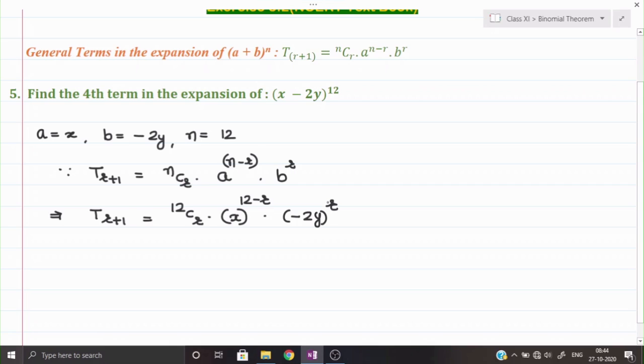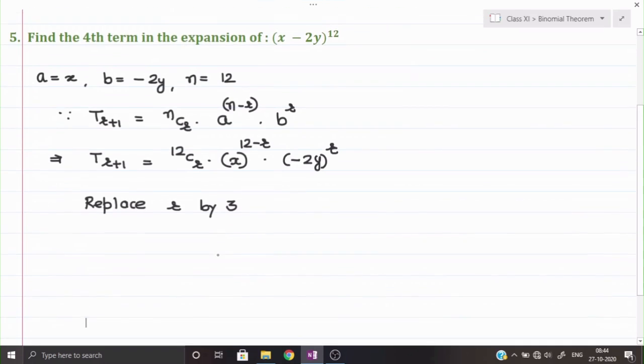Now we can simplify a little more. Minus 2 we can separate and write down, but there is no use. Okay, so here we shall now replace the value of r. To find the fourth term, we shall replace r by 3. Okay, so let us replace r by 3.